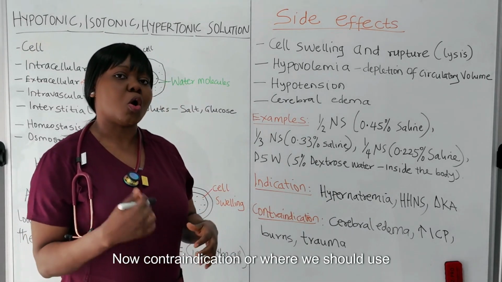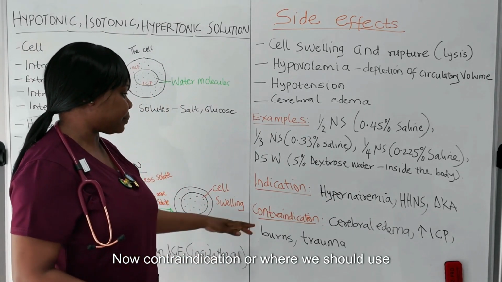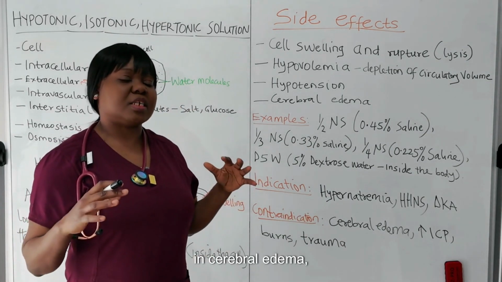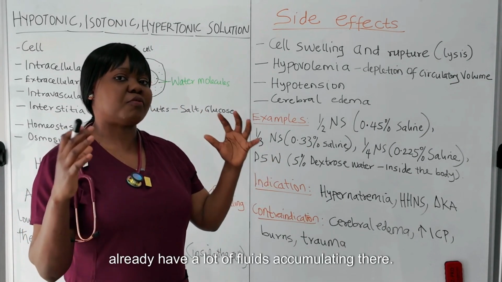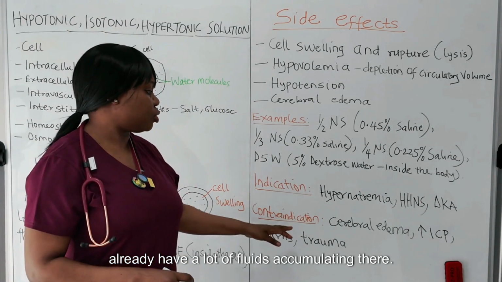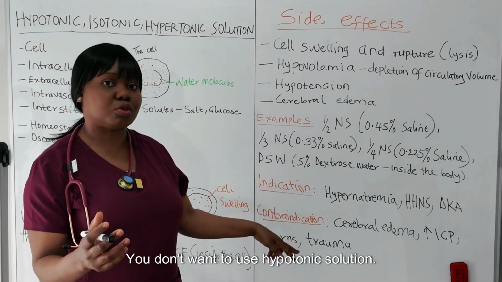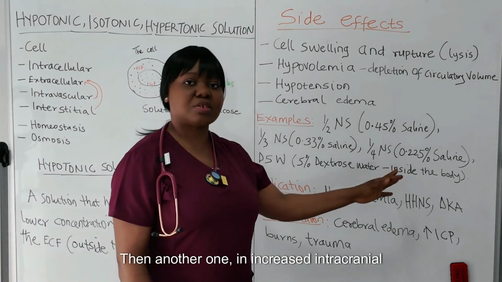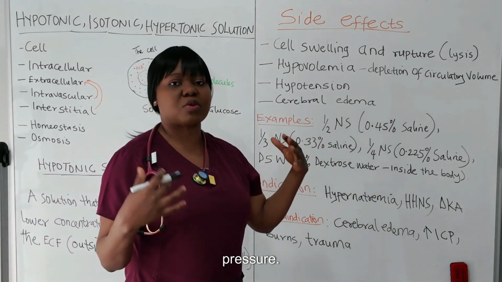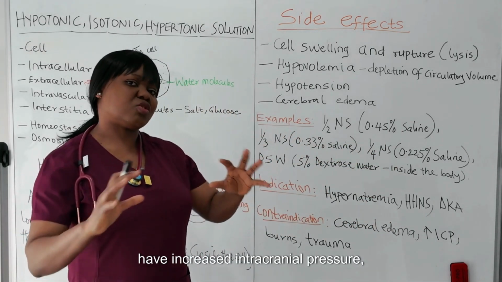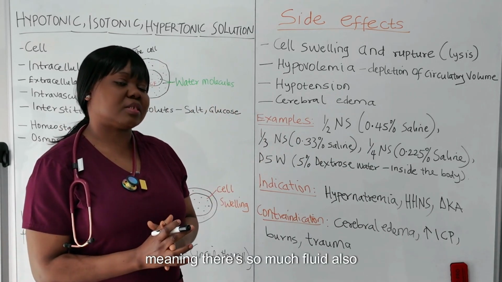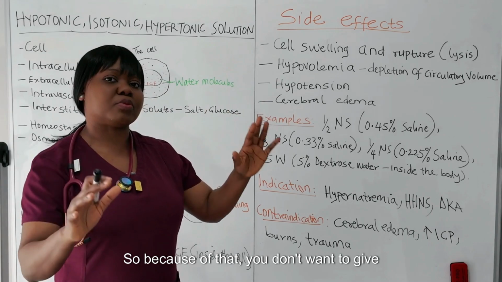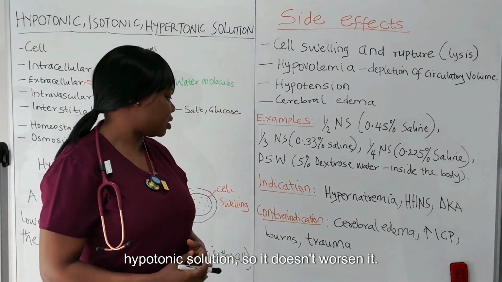Now, contraindications, or where we should use it with caution. In cerebral edema, they already have a lot of fluids accumulating there. You don't want to use hypotonic solution there because it will worsen it. Then another one, in increased intracranial pressure. Of course, from cerebral edema, you can have increased intracranial pressure, meaning there's so much fluid also accumulating in the cerebrospinal space. Because of that, you don't want to give hypotonic solution so that it doesn't worsen it.